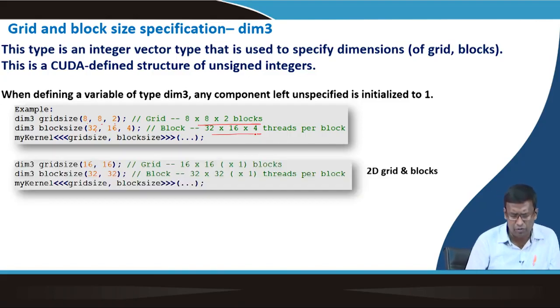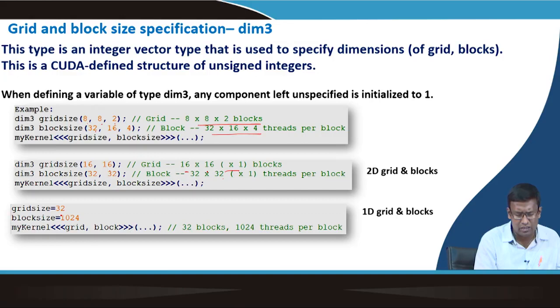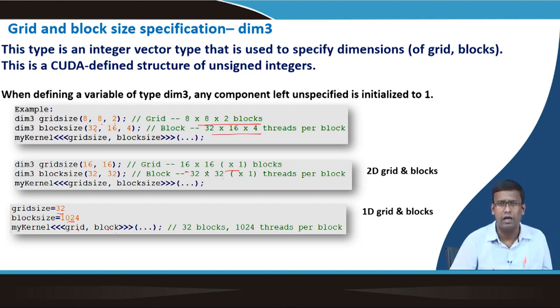We can see another example for a 2D grid and block. We write dim3 gridSize(16,16). So each grid launches 16 into 16 blocks, and in z direction nothing is specified. So by default there is only one block in z direction, no other block in z direction. It's a 2D arrangement of blocks. Similarly, it launches 2D arrangements of threads per block. If only grid size is specified as a scalar, and block size is also a scalar, it launches 32 blocks, and then block size is 1024. So each block has 1024 threads. It's as simple as that.